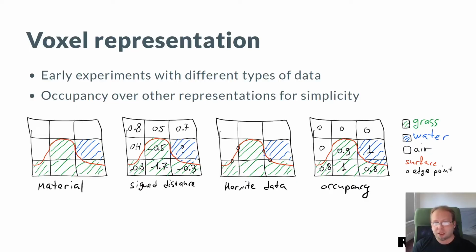Signed distance is an obvious choice. Our occupancy representation is close to that, but it's simpler in that you don't have to worry about the voxels that are outside of terrain or deeply inside the terrain, so it's a bit easier to script.